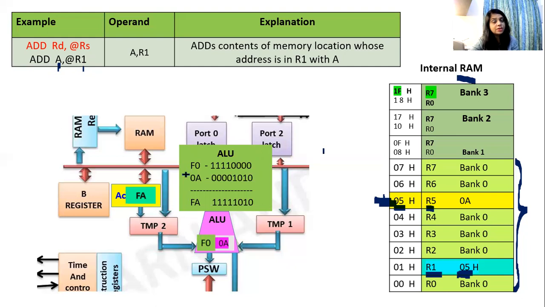So, understood what is the difference between the previous instruction and this instruction? In the previous instruction, R1 holds the number that we want to add, and in this instruction, R1 holds the address of the number that we want to add. That is the only difference. Now let's go to the next instruction.